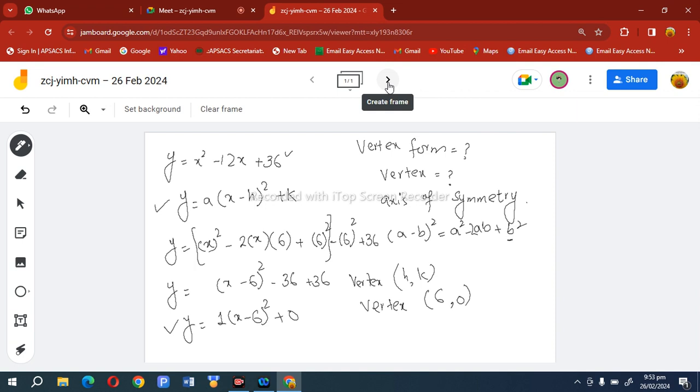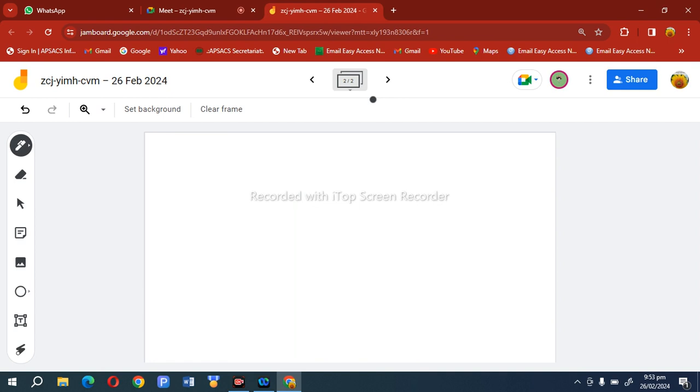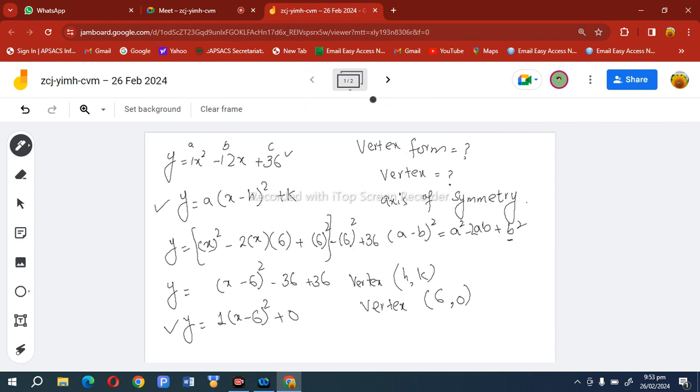You can see the equation: y is equal to x squared minus 12x plus 36. The first value is always a. There's nothing written with x squared, so it's 1. So a is 1, b is negative 12, and c is 36. Now we are going to find the axis of symmetry. For the axis of symmetry, there is a formula: x is equal to minus b over 2a. Here you can see that this is the quadratic equation. The first value is always a, the second one is b, and the constant in the quadratic equation is your c.